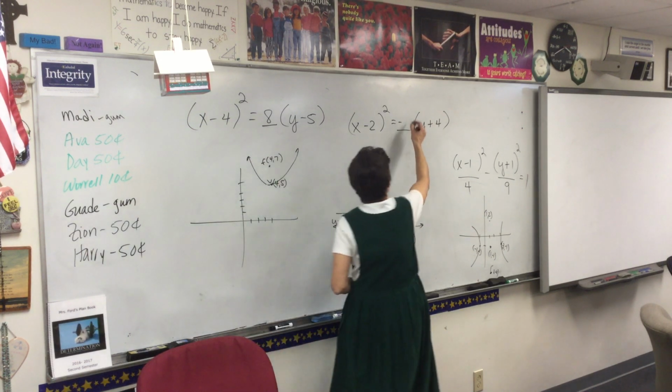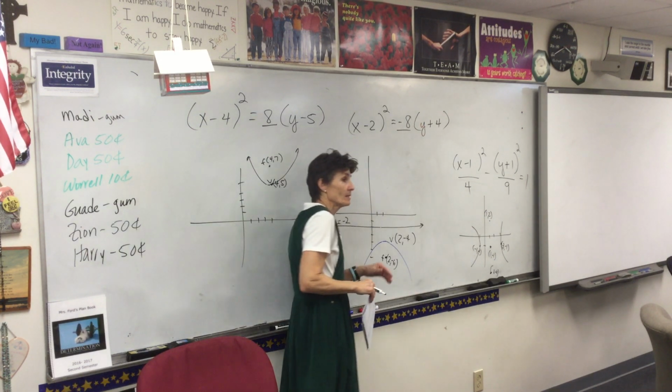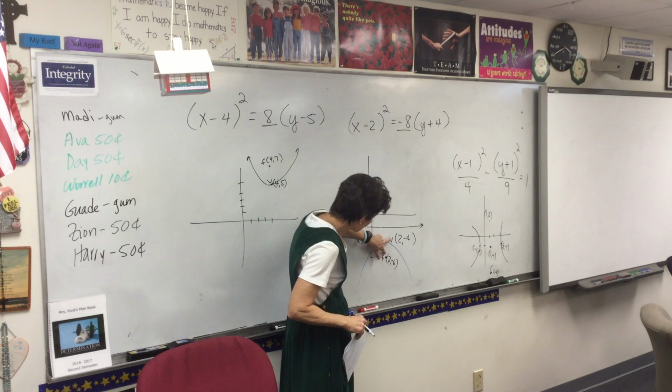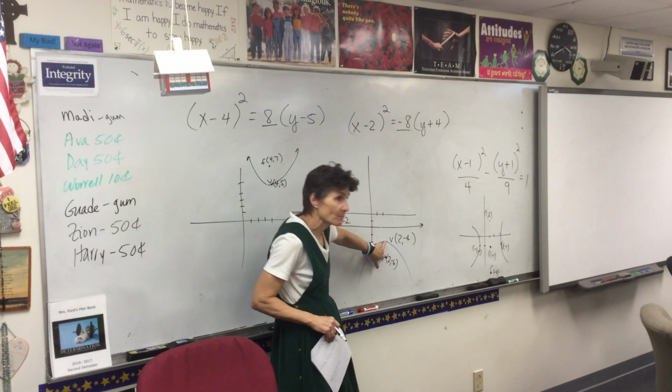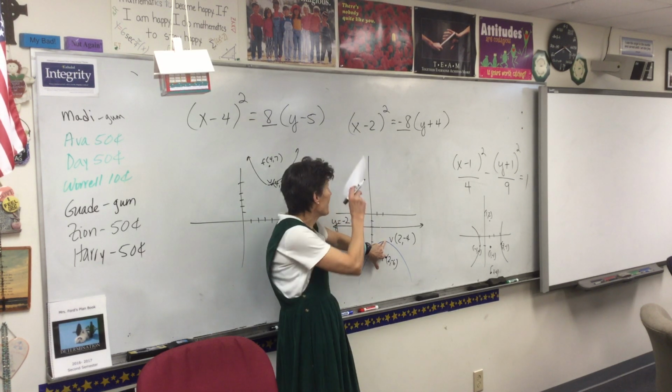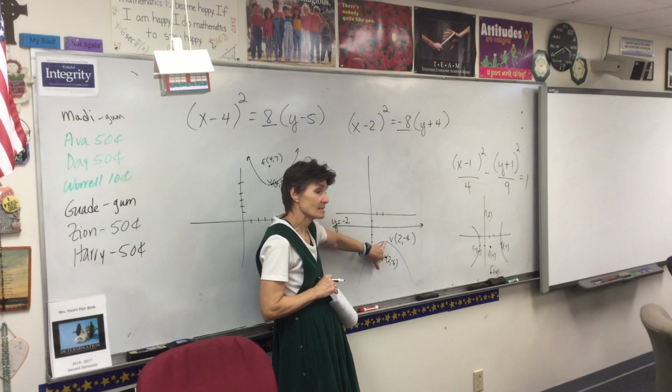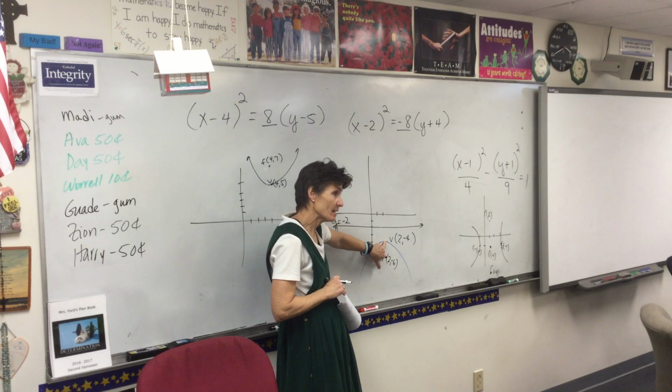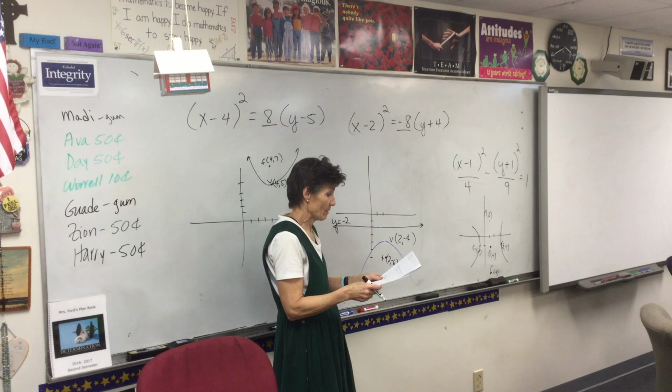And Olivia says this is 8. Is she right? Yeah, because what's this distance right here? 2. And that is always 4 times that distance. And we already decided it was negative because it opens down.